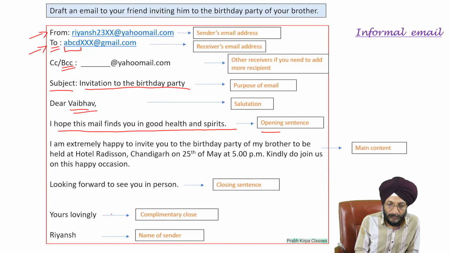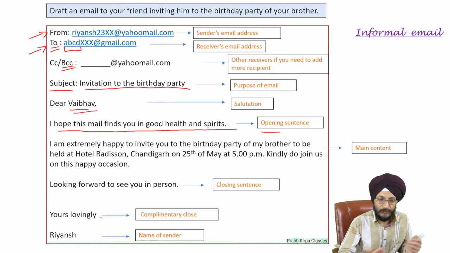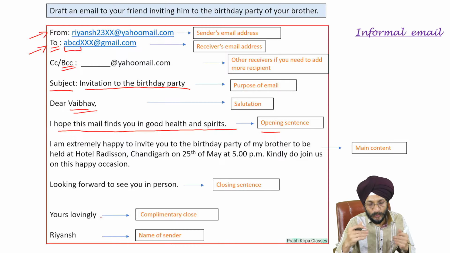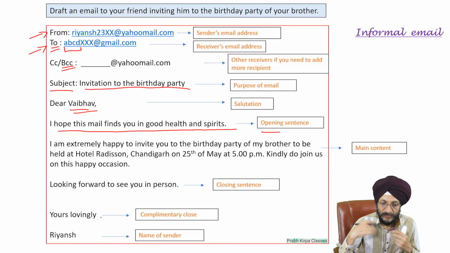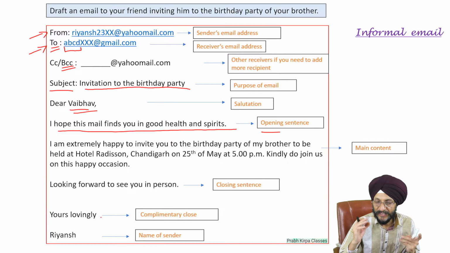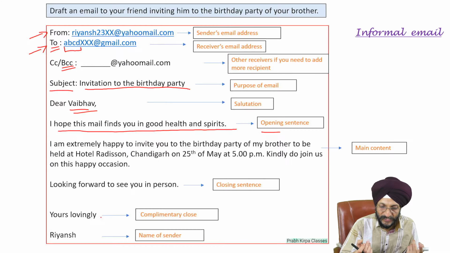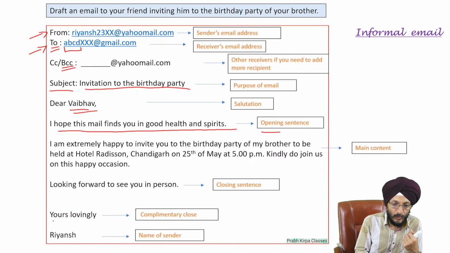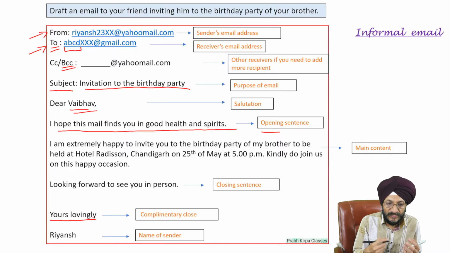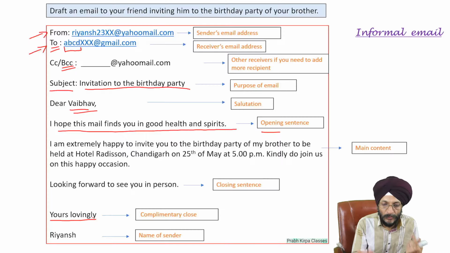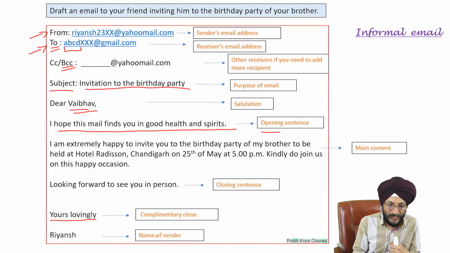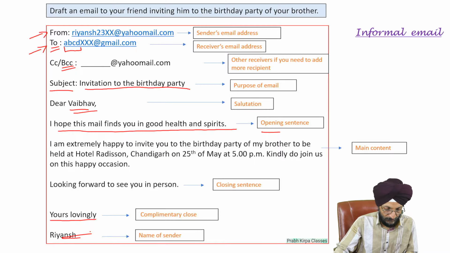It will be followed by the complimentary clause. Here you are not to mention yours faithfully. Yours faithfully is to be written only in the case of formal letters. Here you are writing to your friend. It is an informal email. So here you will use yours lovingly, yours truly. Here you are to mention your name. Suppose your name is Diansh, you will mention it.